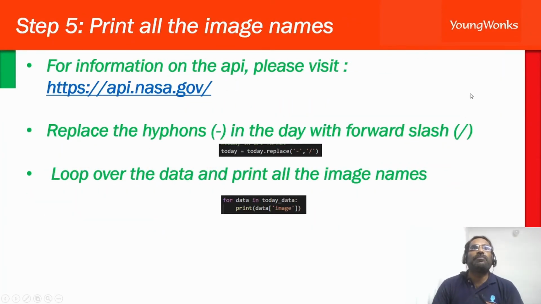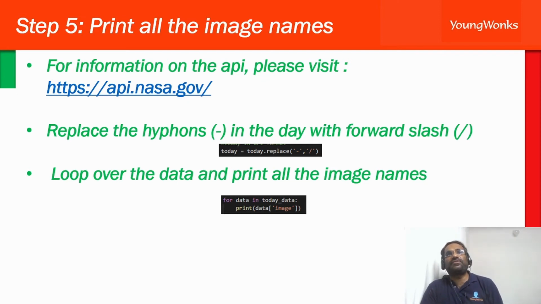So now we've got to print all the image names, right? For more information, you can always visit the api.nasa.gov website. We're basically going to loop over the images and print each of the image names. Another thing we need to do is, the API in itself uses a slightly different date format, so we're going to replace the hyphens with the slash.